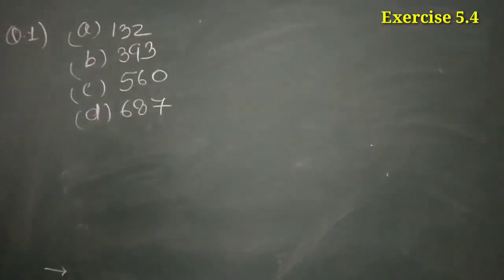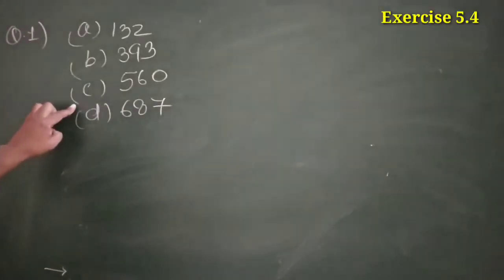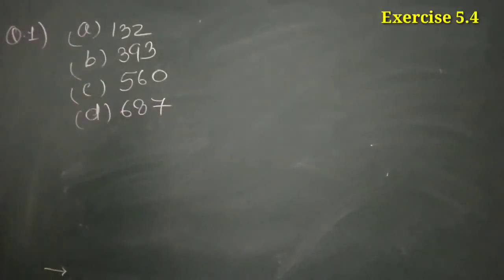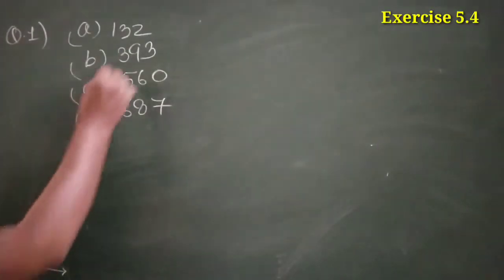Okay, student, now see on the board exercise 5.4, question number 1. It is asking which of the following numbers are divisible by 2. Four options are given to us and it is asked which number is divisible by 2. So you have to check just the unit place digit.